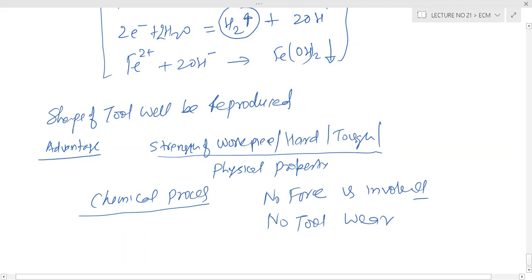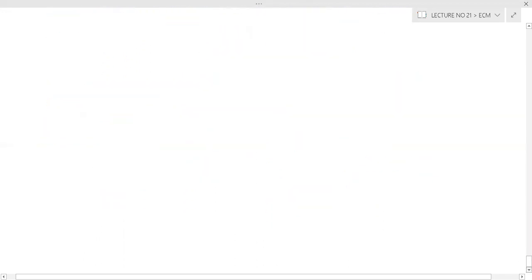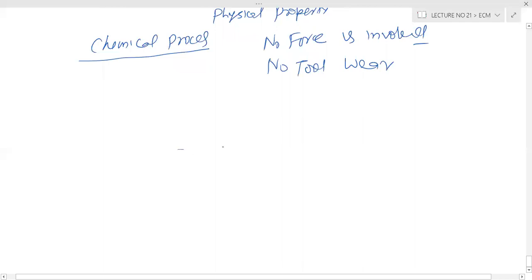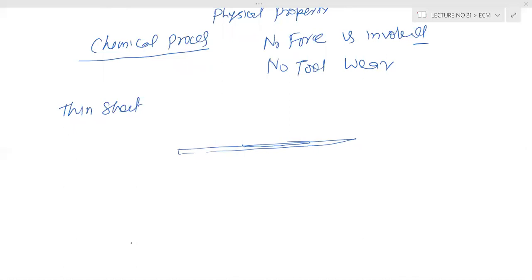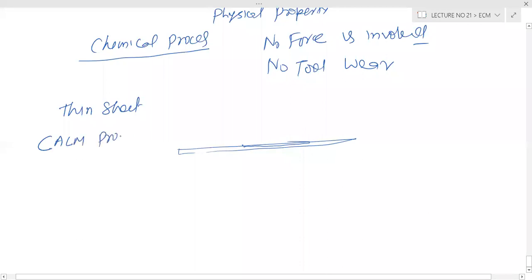And here one thing to note: you can machine a very thin sheet. Suppose a very thin sheet is there, you can remove material at the micron level. So you can machine a very thin sheet, and it is because it is a calm process. It is very calm.